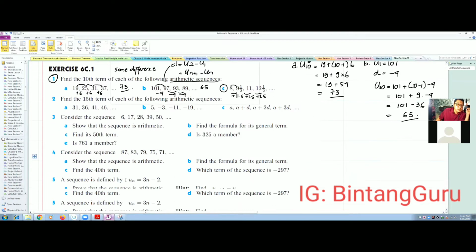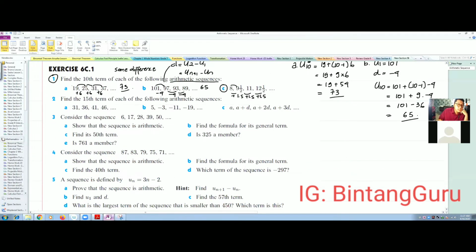Okay, so I will explain the others. Number two is also the same. We have to find U15 for each. Here we add positive 5, and here minus 8. Okay, C, we have to do C. So let's see 2C.